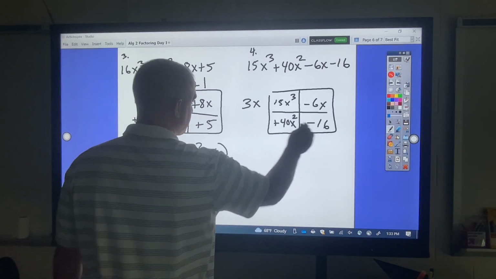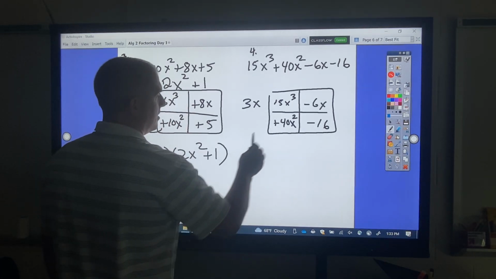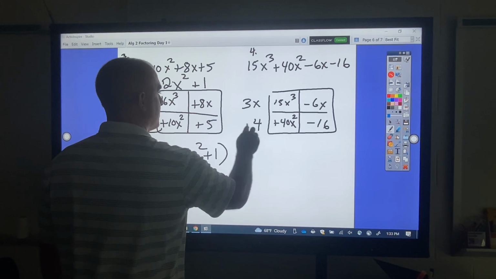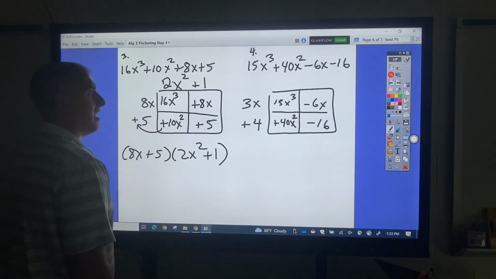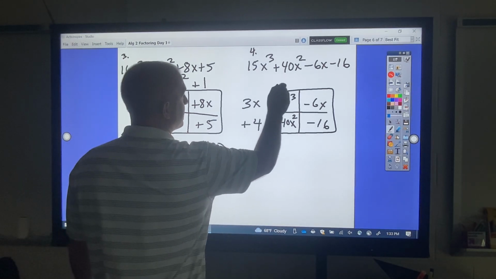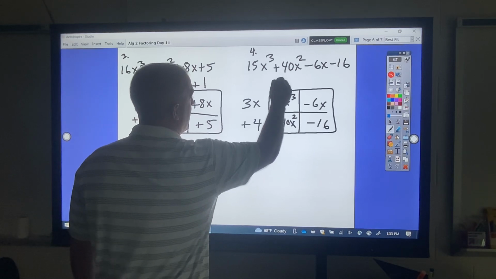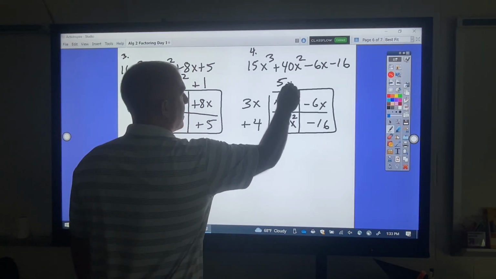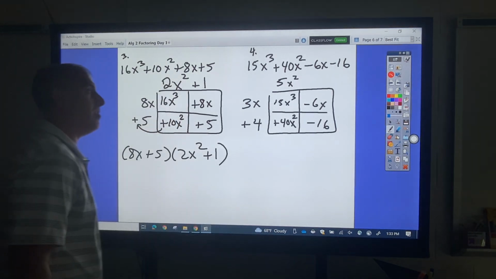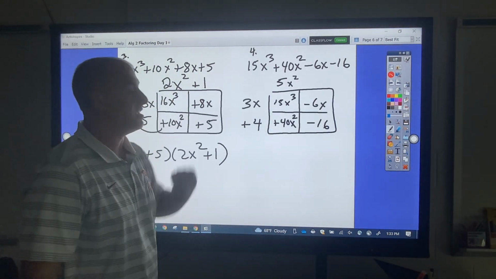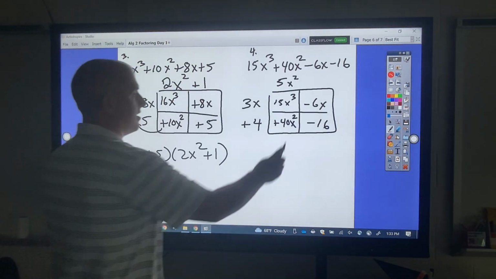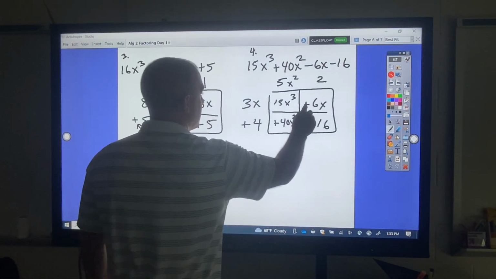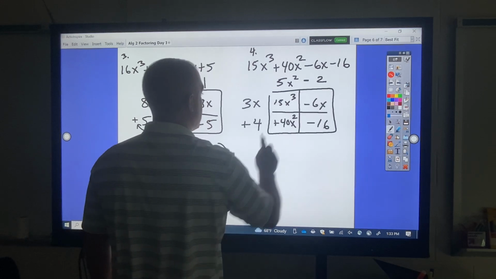This one, your biggest number that goes into 16 and 40 would be 4. Since that's a plus, that's a plus. It does not have a letter in common. Once again, if you've got good arithmetic skills, 3 times what would give you that? That would be 5. That's also the greatest common factor there. From a letter standpoint, I got x, the smallest exponent is x squared. And if you follow the rules there, that's how that would multiply. Biggest number that goes into that, and that would have to be 2. That is a minus, so that has to be a minus. They do not have a letter in common.